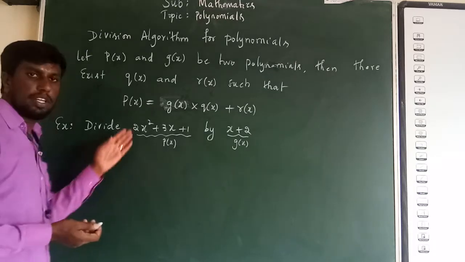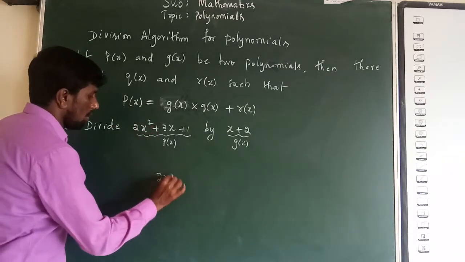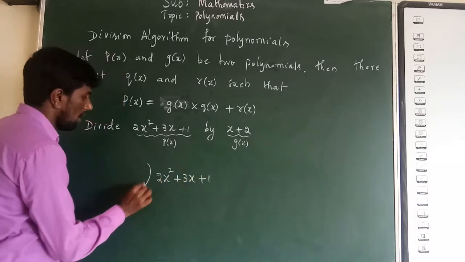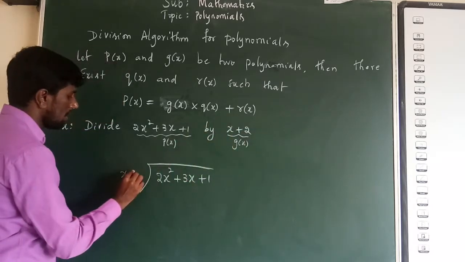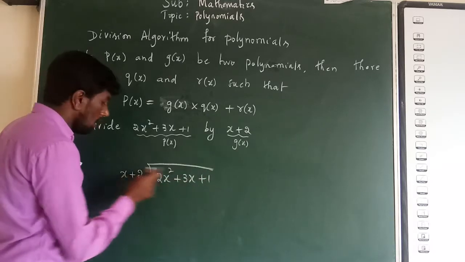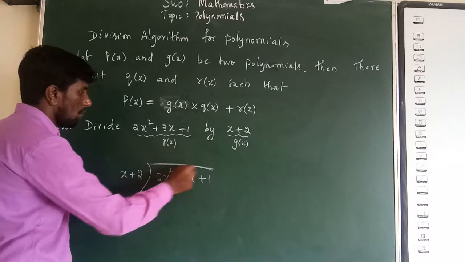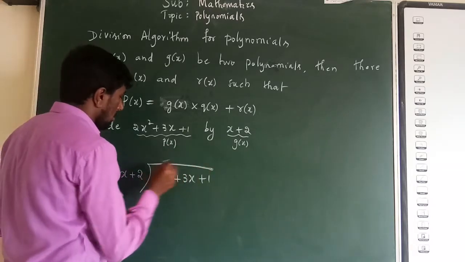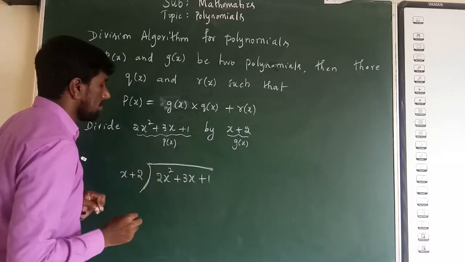This we have already studied in class 7, how to divide it. So it is like normal division, 2x square plus 3x plus 1. We need to divide this polynomial by the polynomial x plus 2. Now this will be the dividend and this polynomial will be the divisor. So I will be getting a quotient and a remainder. Okay, so let us start dividing this.